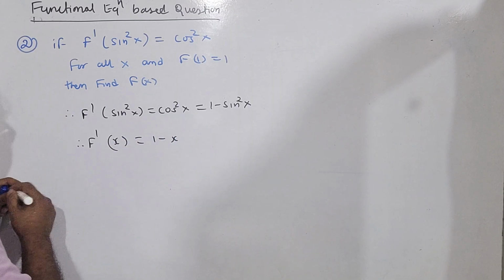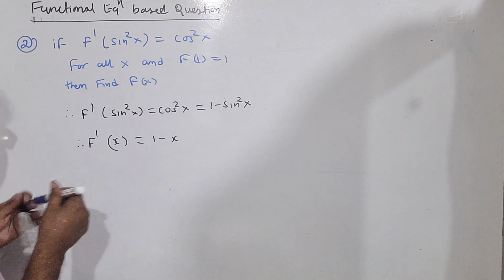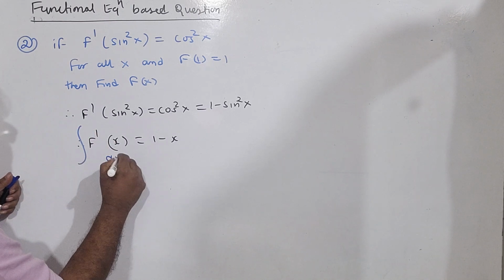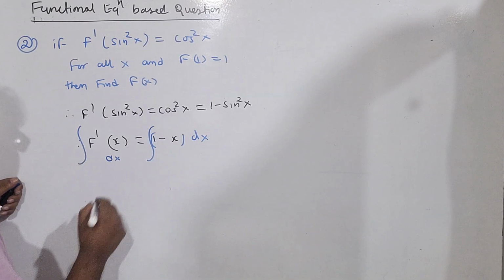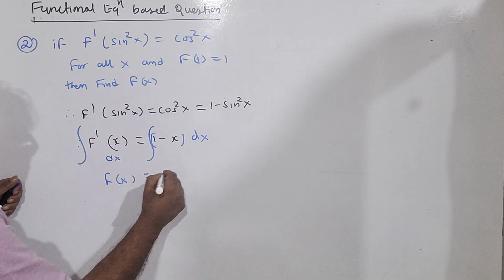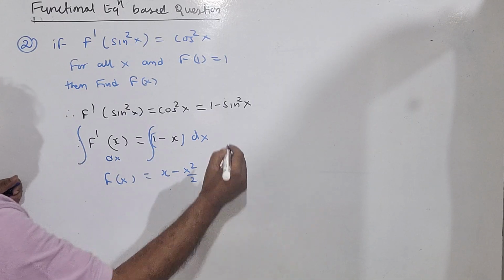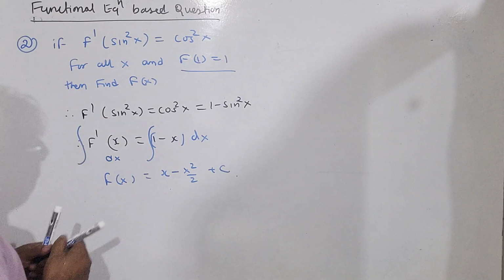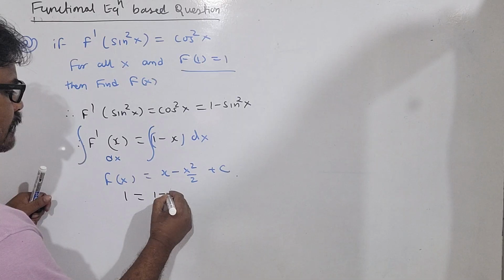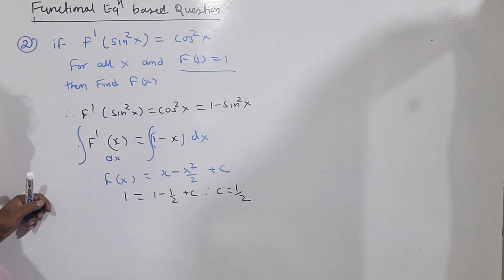Now we have to determine f(x). I can easily determine it. I just have to integrate this with respect to x. Simple. This gives f of x equals x minus x square by 2 and of course plus c. Now I can determine c using the condition f of 1 equals 1. So when x equals 1, 1 equals 1 minus 1 by 2 plus c. So c equals 1 by 2, correct?